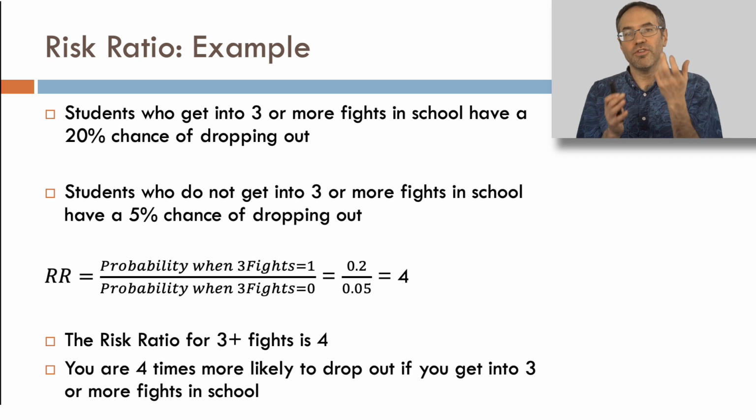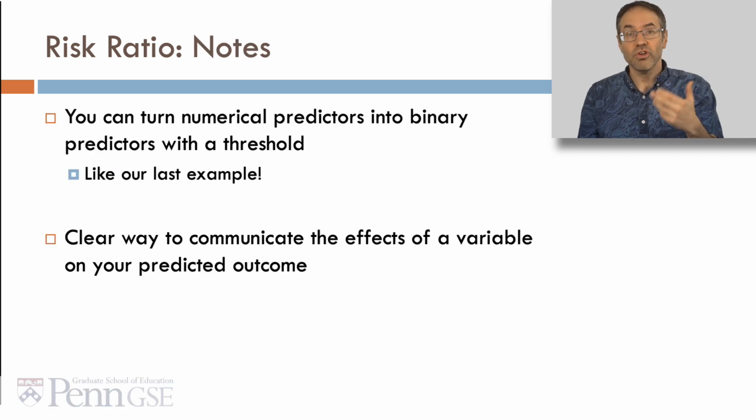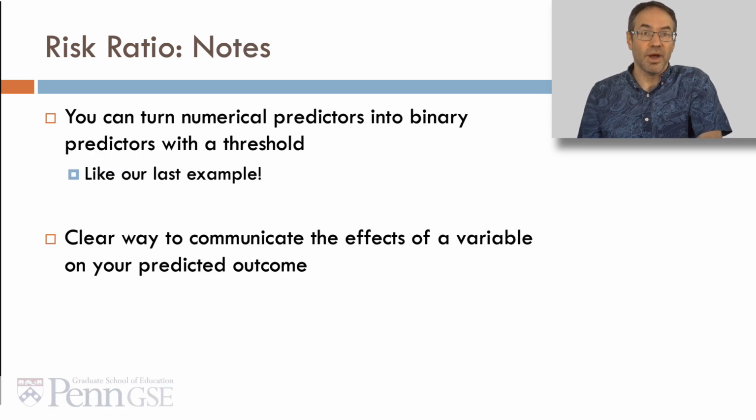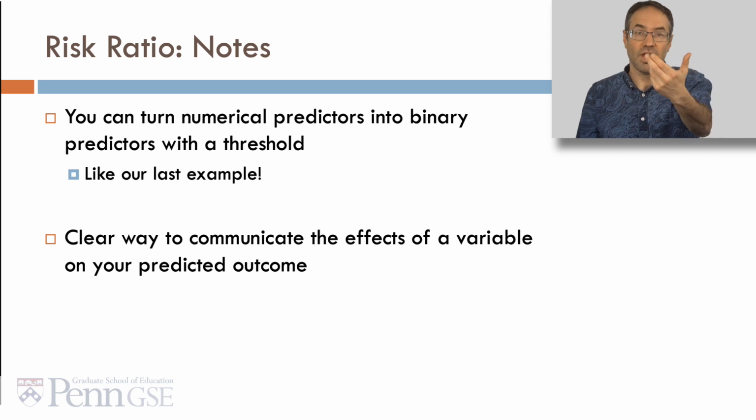Risk ratios are very interpretable, and that's one of the reasons I like them. They're way more interpretable than odds ratios, for example. So you can turn numerical predictors into binary predictors with a threshold, like in our last example, and that can become a clear way to communicate the effects of a variable on your predicted outcome.